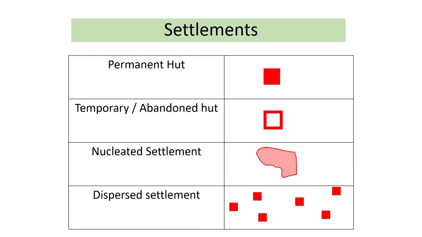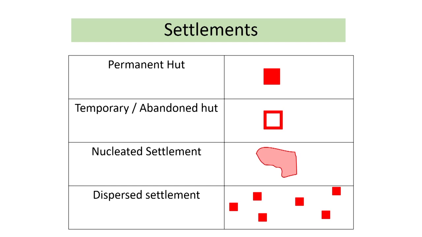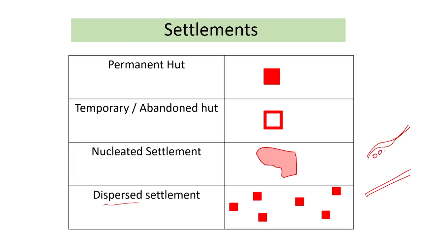Anyhow, next about settlement. Here is the theoretical information about settlement. There are three types of settlement: nucleated settlement, dispersed settlement, and linear settlement. If there is any river or roadway, along the roadway we can find settlement, along the river we can find settlement. They are actually called linear settlement, linear pattern of settlement, right. Okay.